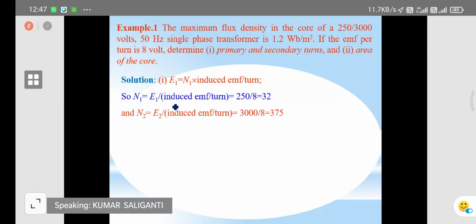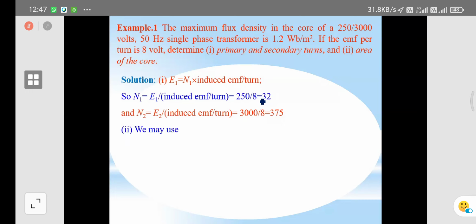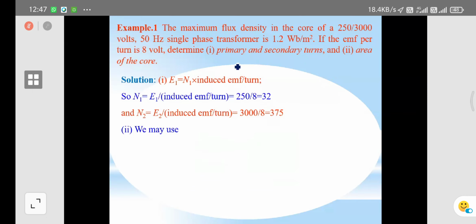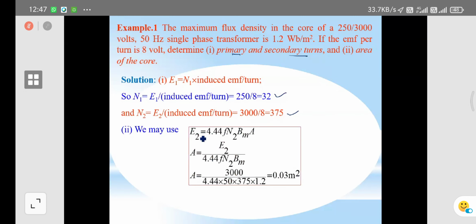So N2 equals E2 by induced EM per turn, there is 375. Generally this is not exactly 32, but 31 point something. So we got primary and secondary turns. What about the area of the core? As you know, the relation is E2 equals 4.44 F N2 BM A. Here there is no net cross sectional and gross cross sectional area distinction. So A equals E2 by 4.44 F N2 BM. From that you can get 0.03 meters square.